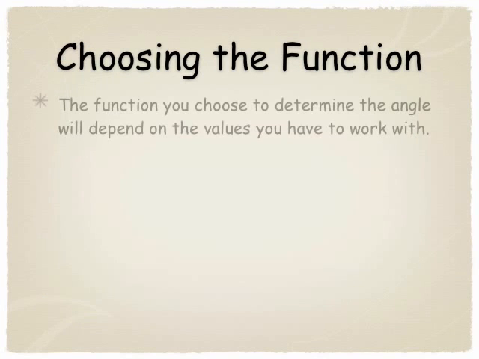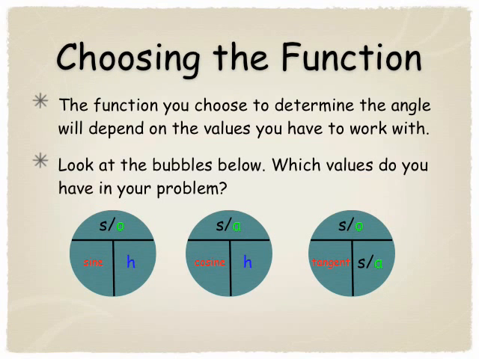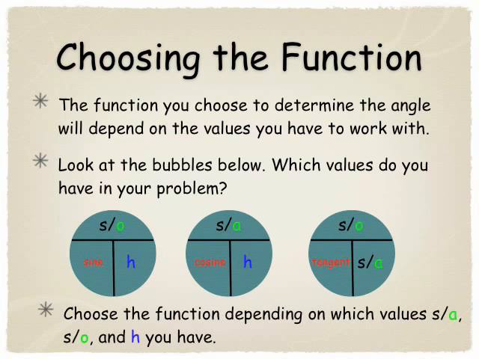When we choose the function we need to work with to determine the angle, it will depend on the values you have to work with. Look at the bubbles below. Which values do you have in your problem? Side opposite and hypotenuse, we use the sine. Side adjacent and hypotenuse, we use the cosine. Side opposite and side adjacent, we can use the tangent. We choose the function depending on which values, side adjacent, side opposite, and the hypotenuse, that we have to work with.